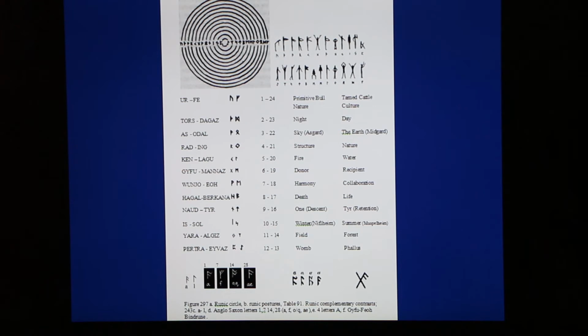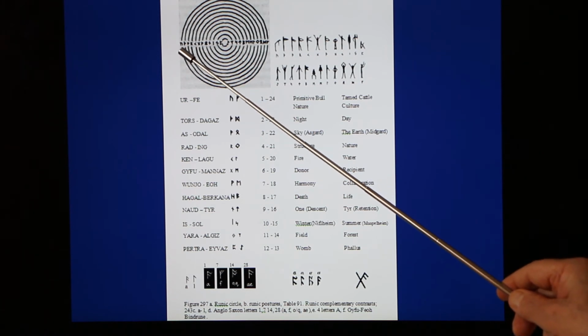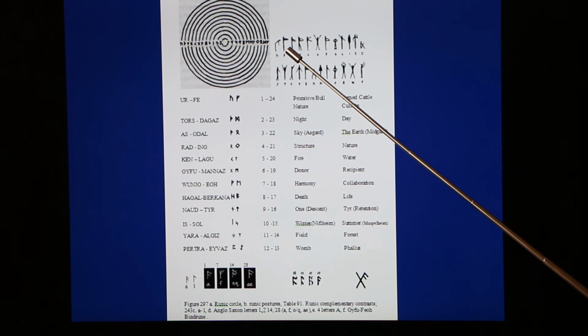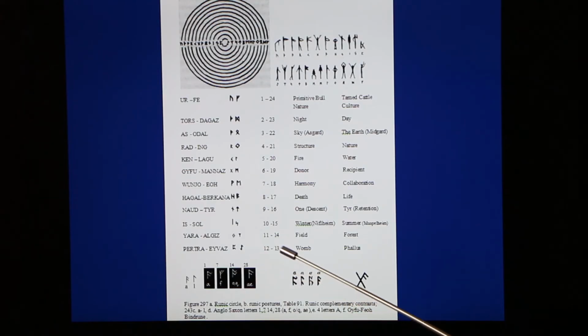But now, instead of going 1, 2 or 112, I go 124. So I go to the uttermost ends of the circles. So the next one is 223. The next one is 322. The next one is 421. And then the final one is 1213.